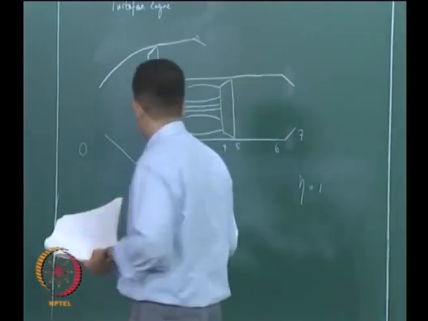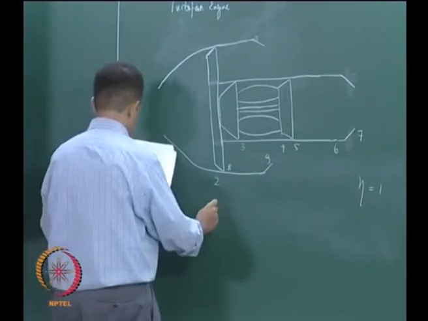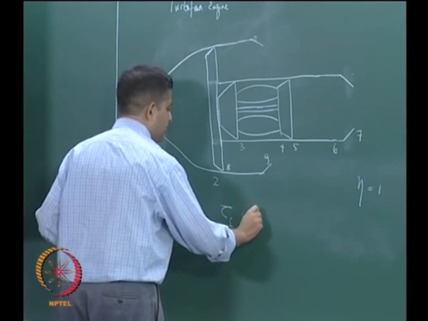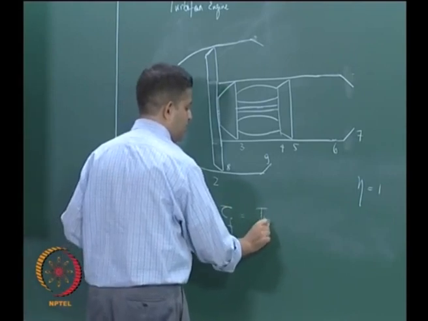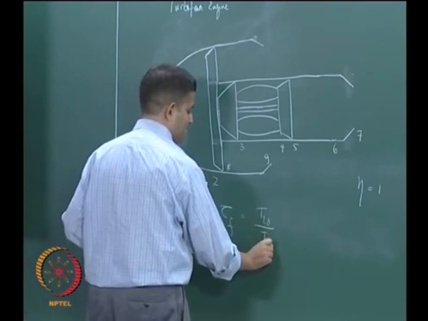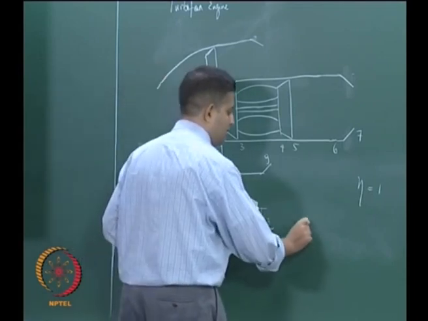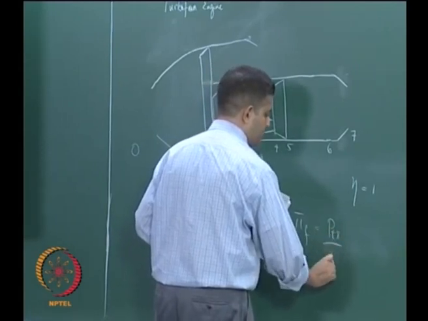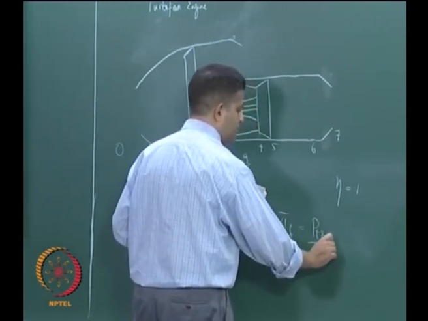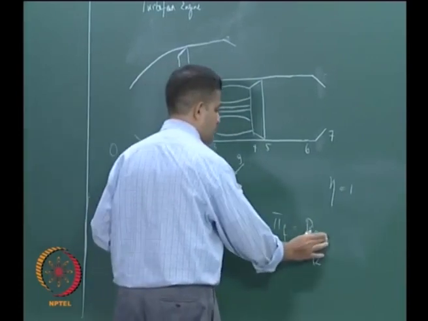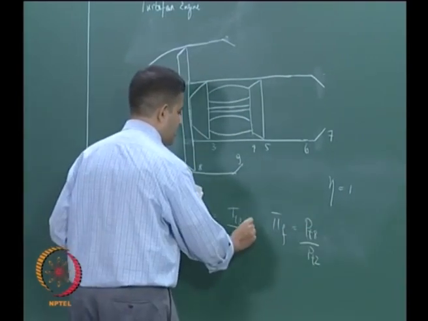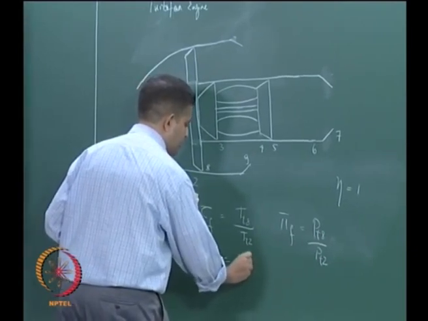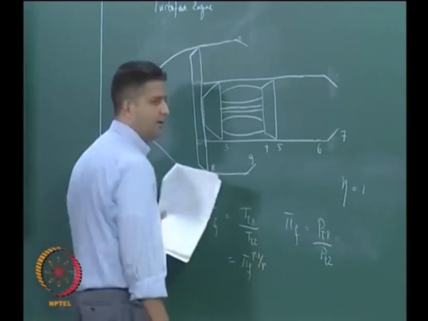I will define a new ratio, that is I will define tau f equal to TT8 by TT2 and pi f equal to PT8 by PT2. So tau f would be equal to pi f to the power of gamma minus 1 by gamma. Okay.